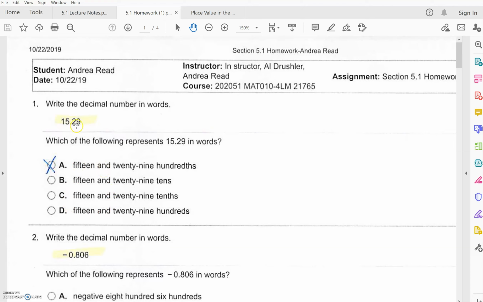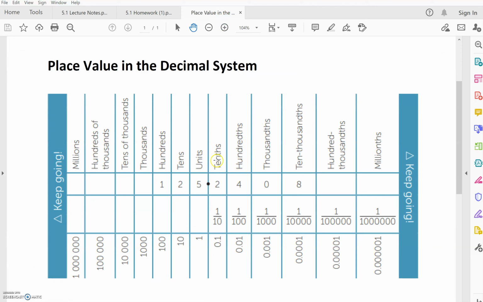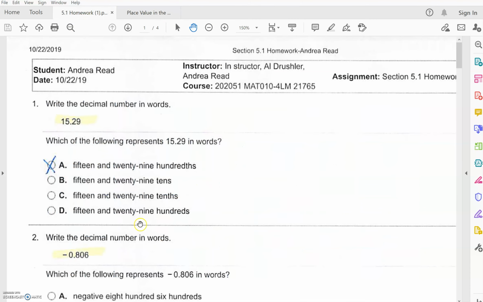And then the next part is 29. We can see it all has the word 29, but it's the last word we're looking for: hundreds, tens, tenths, or hundredths. Now, anything to the right of the decimal, if you see A and C, they both have THS. So when you look at this chart, it's tenths, hundredths. So anything to the right has a THS at the end of the word. Tenths, hundredths, thousandths, ten-thousandths. So that's how we're going to read this number. Whoops, I didn't mean to close that one. So the number would be read as 15 and 29 hundredths.